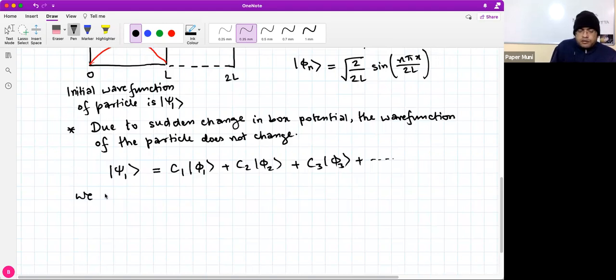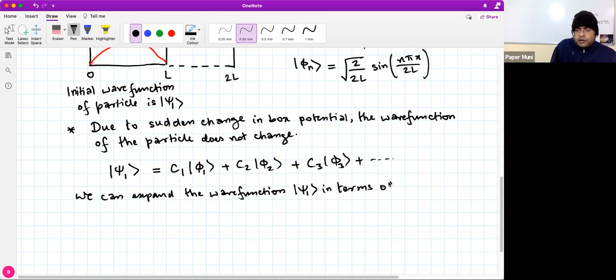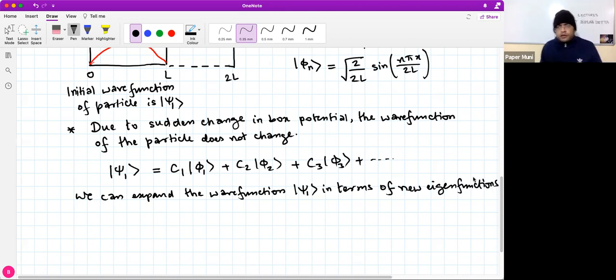Let's write it down. We can expand the wave function psi one in terms of the new eigenfunctions. All right.